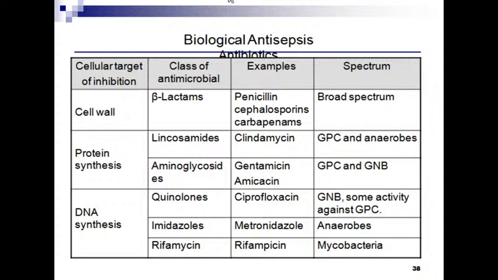And the other pharmacological group, rifamycin. Clinical example: rifampicin is a specific drug against mycobacteria. Mycobacterium tuberculosis can be treated with rifampicin. This is a specific antibiotic against mycobacteria.